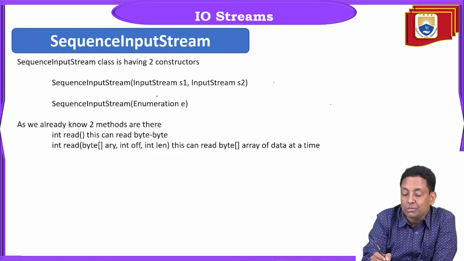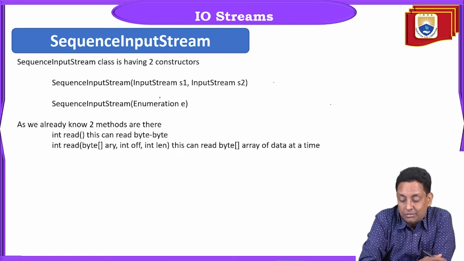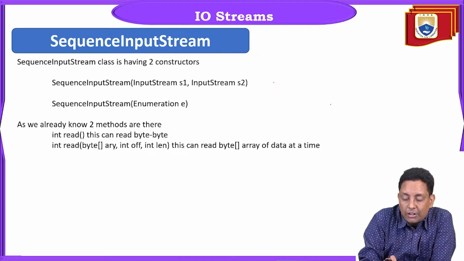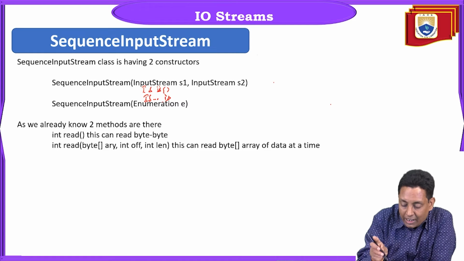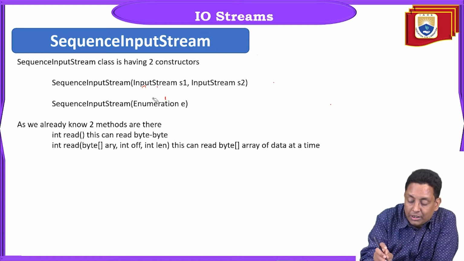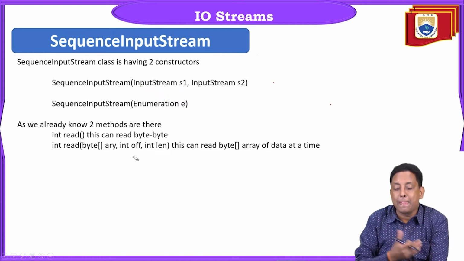Here, another sequence input stream class constructor is taking an enumeration interface type of object as an argument. Actually, two more constructors could be given: one constructor which will take an input stream array as a parameter, and one which will take an input stream var as a parameter. Actually, like that, four constructors must have been given for our convenience.